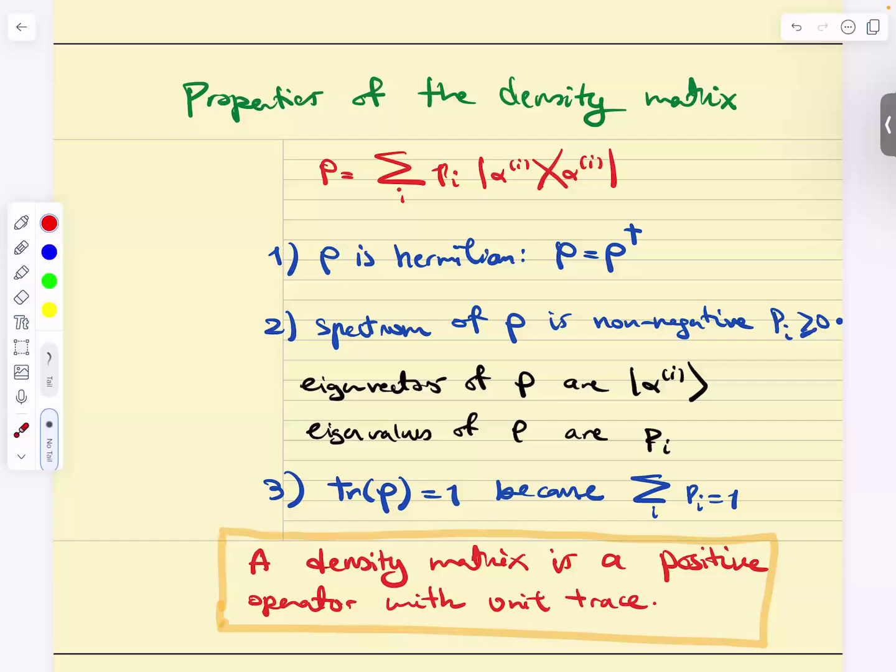All right, so the density matrix is a positive operator with unit trace. Does that work? Everybody's happy with that. That's, as a matter of fact, the definition, because it's basis independent.